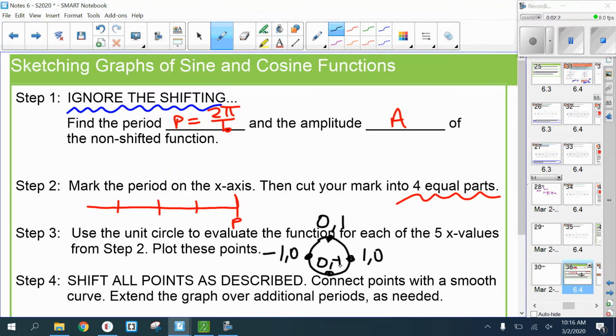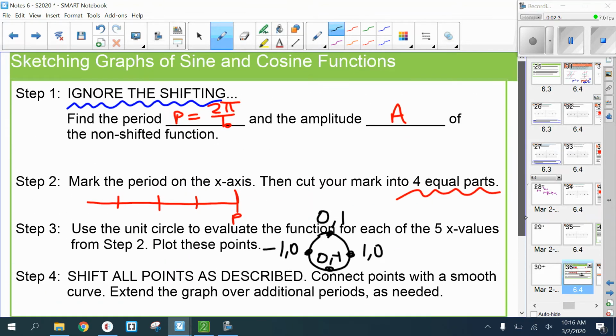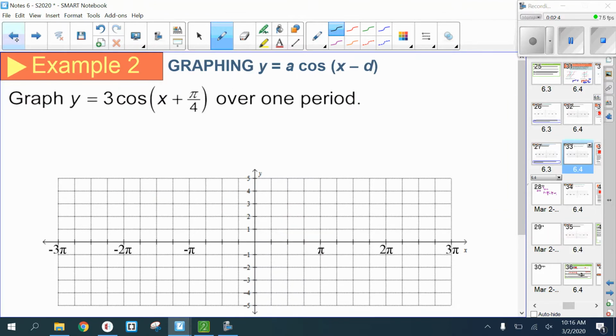And then after we draw, we can draw a curve through that if we want to, but step 4, we're going to shift all of the points as described. So maybe we have to go up, down, left, right, something like that. Maybe we go right 4 and up 7, like that example I gave a minute ago. It's probably going to have a pi in there somehow, though. So now let's go back and let's look at example 1.